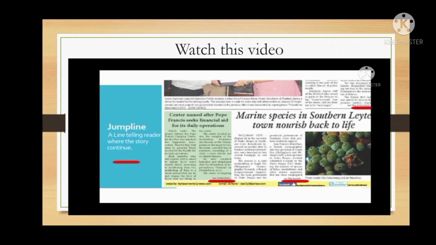Next is the jump line. This is a line telling the reader where the story continues. Now remember, the space in a newspaper is very limited. So the other information is placed on another page. So when writing a jump line, we have to be accurate, especially with the page number, or else the reader will not be able to find where the continuation is.